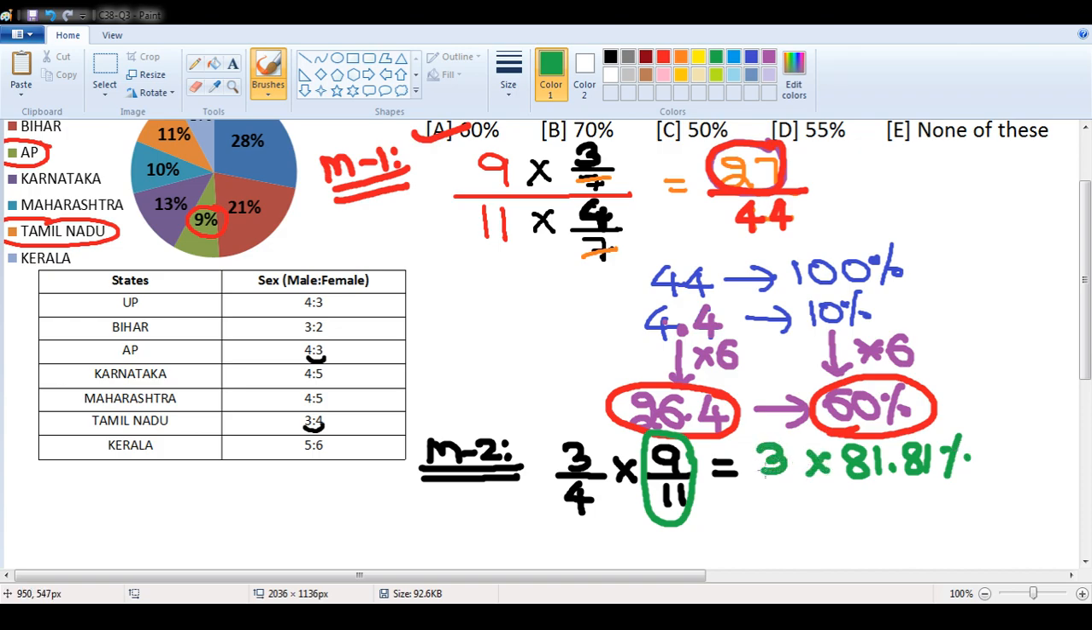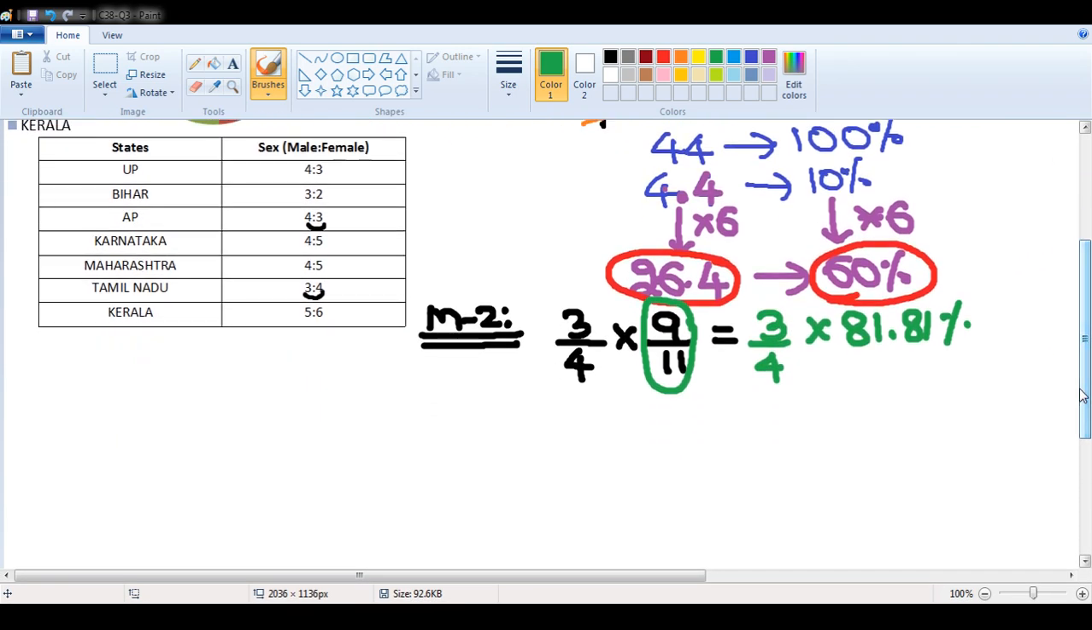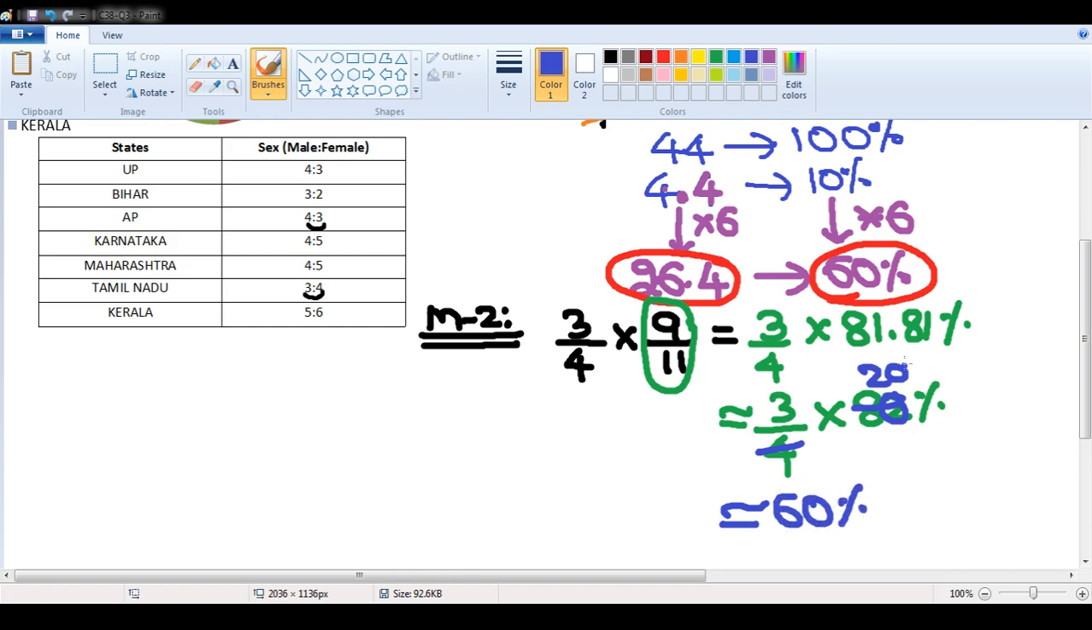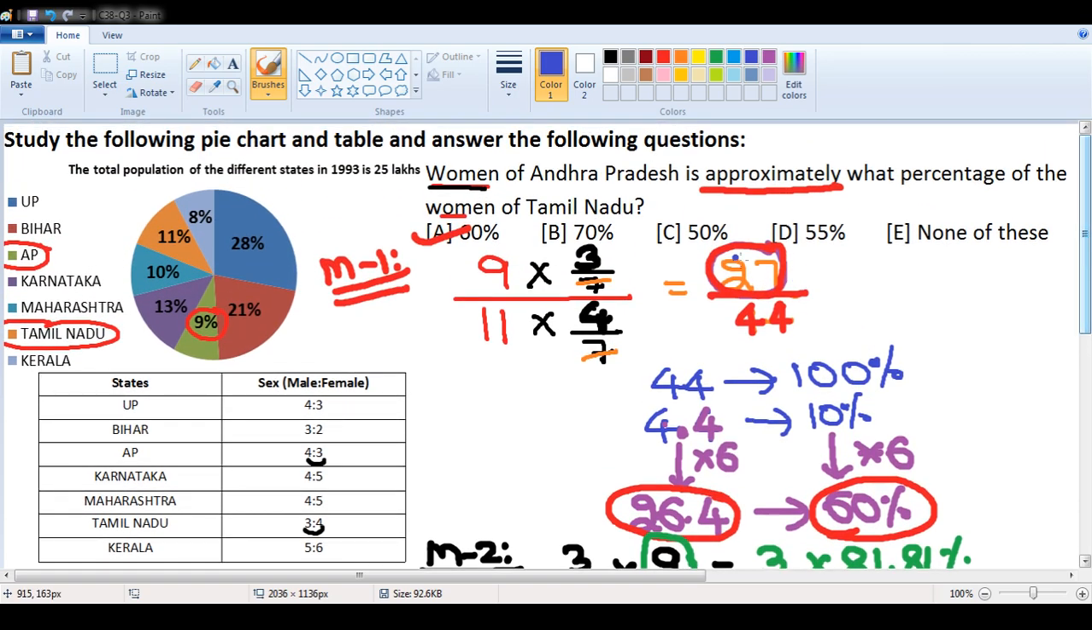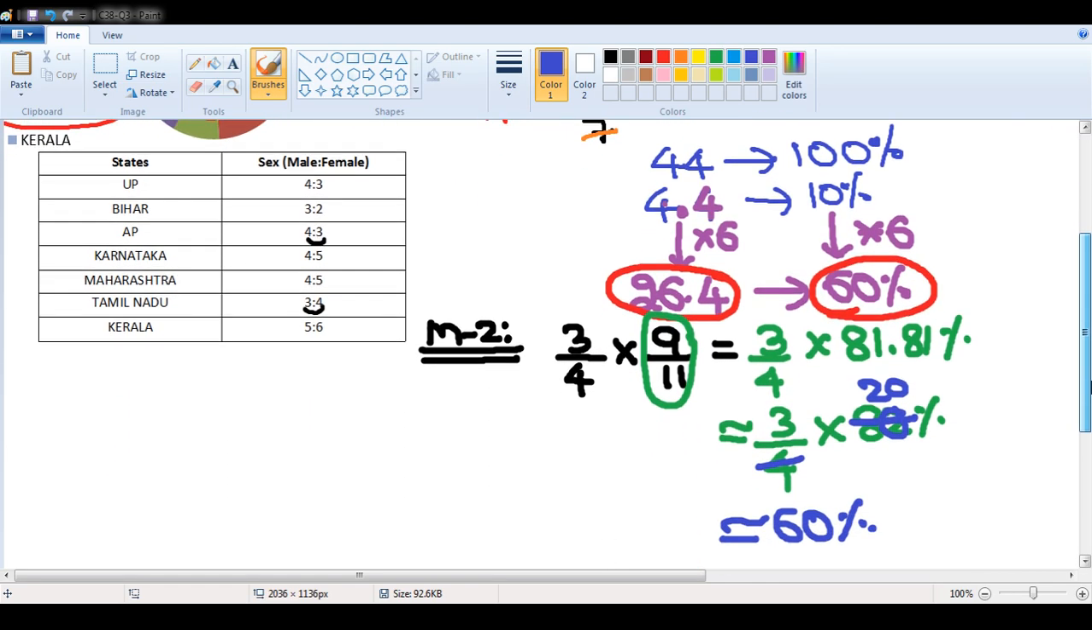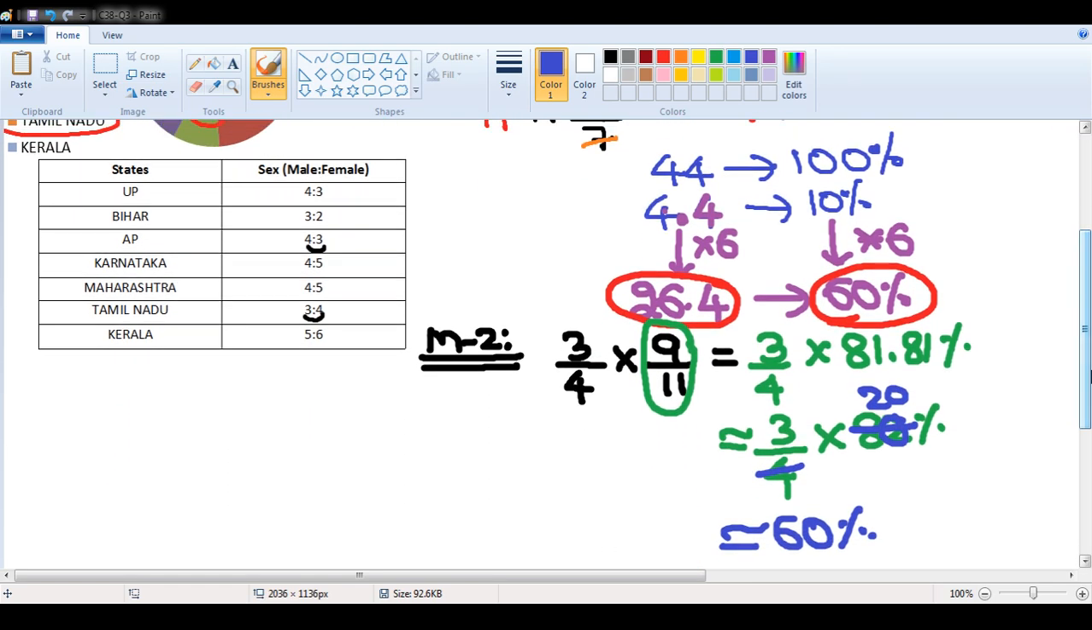So it is 3/4 of 81.81 percentage, which I can approximate as 3/4 of 82 percentage, right? Or if I take it as 80 percentage, for example, 4 into 20 is 80, approximately your answer is 60, but actually it is more than 80, so it should be more than 60. Out of the given options, because it is given approximately, the one which is matching is 60. Multiple ways of calculating. You take your method.